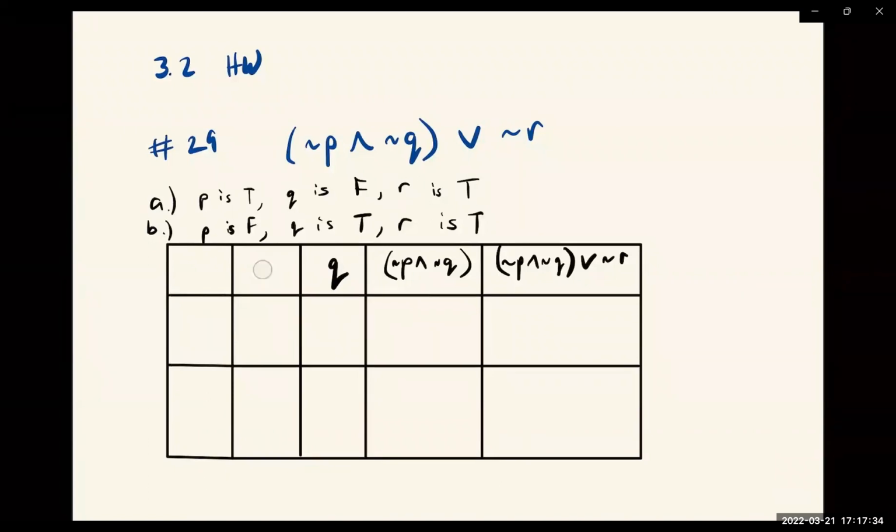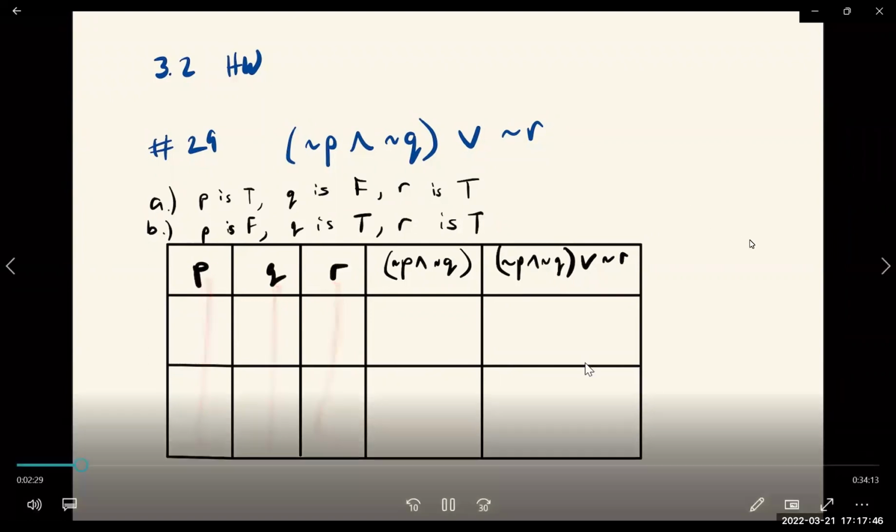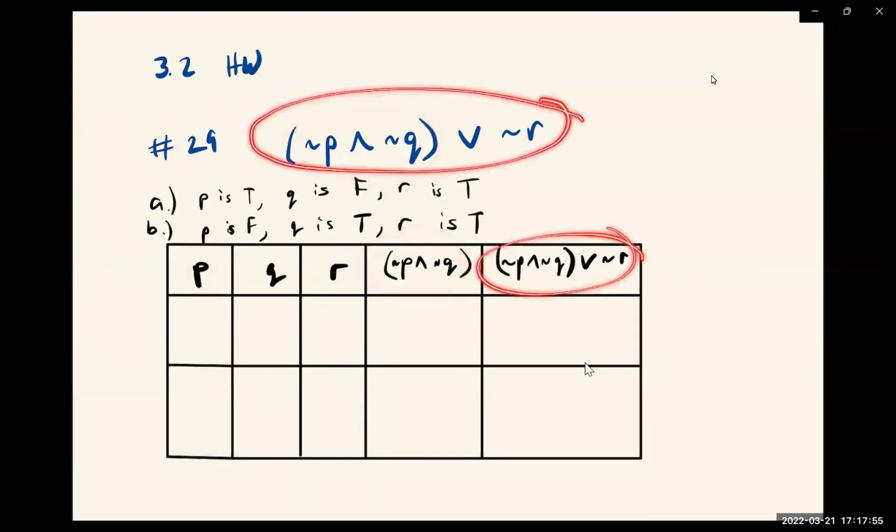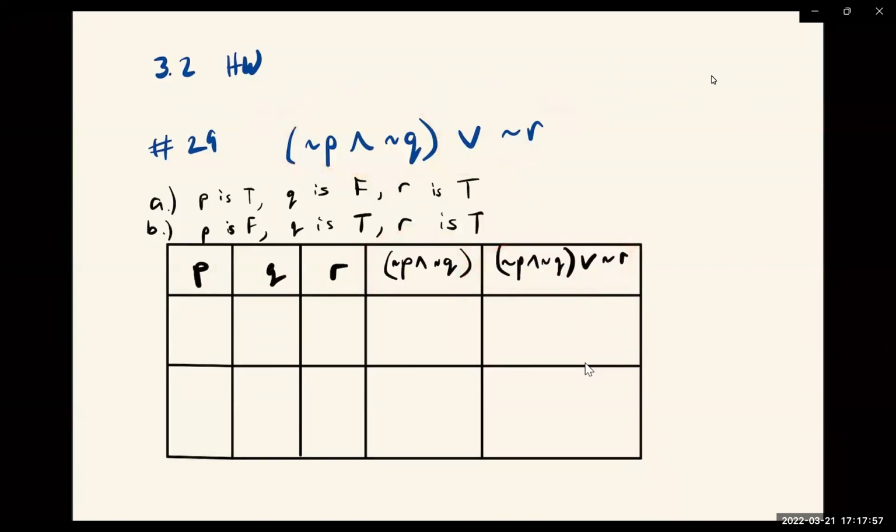P, Q, R. I forgot the R column. All right, so this is the setup pretty much. So you always want the three columns for the three letters, the P, Q, R in this case, and then I put a column for this part, and then the last column is the whole thing. All right, and so there's two parts.